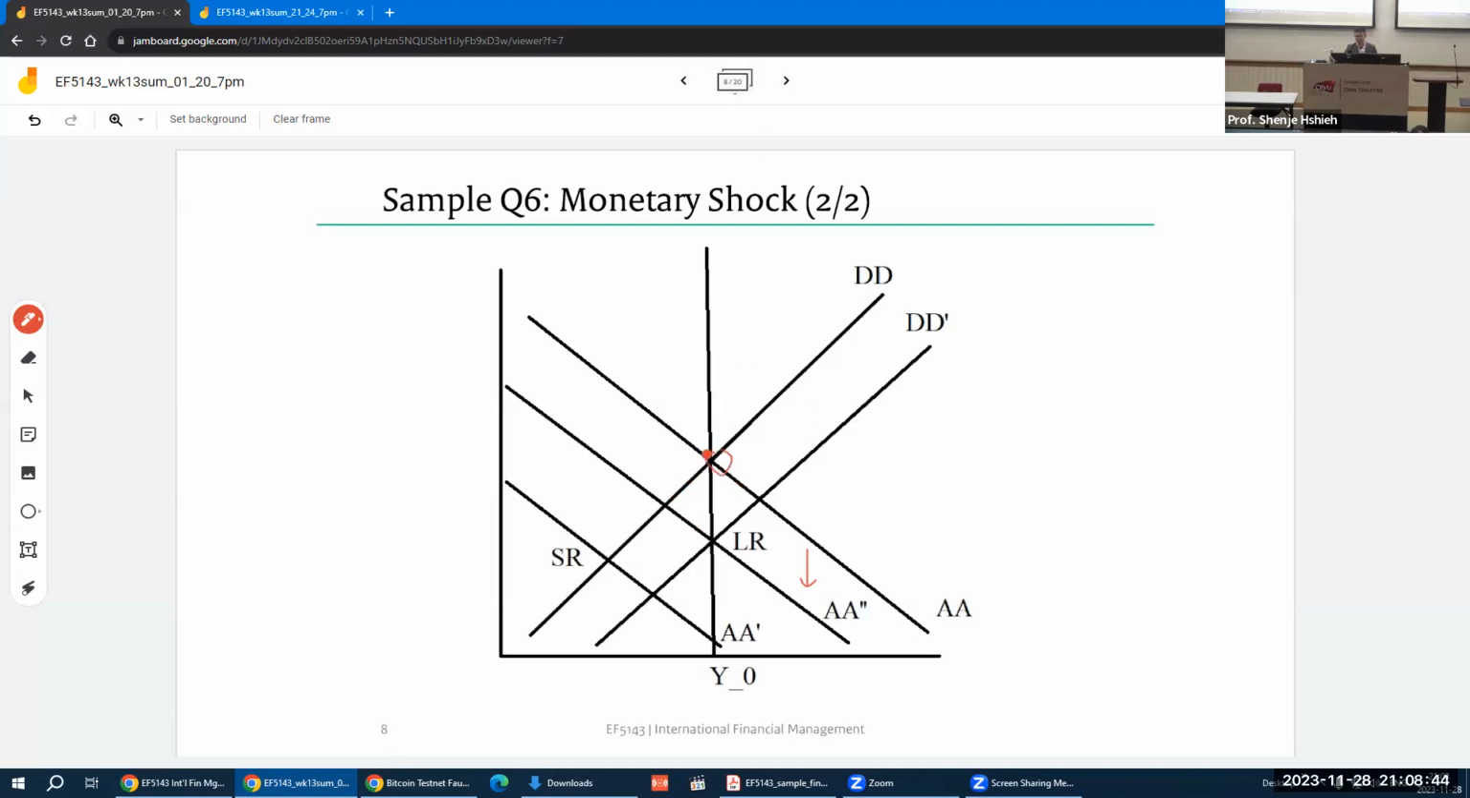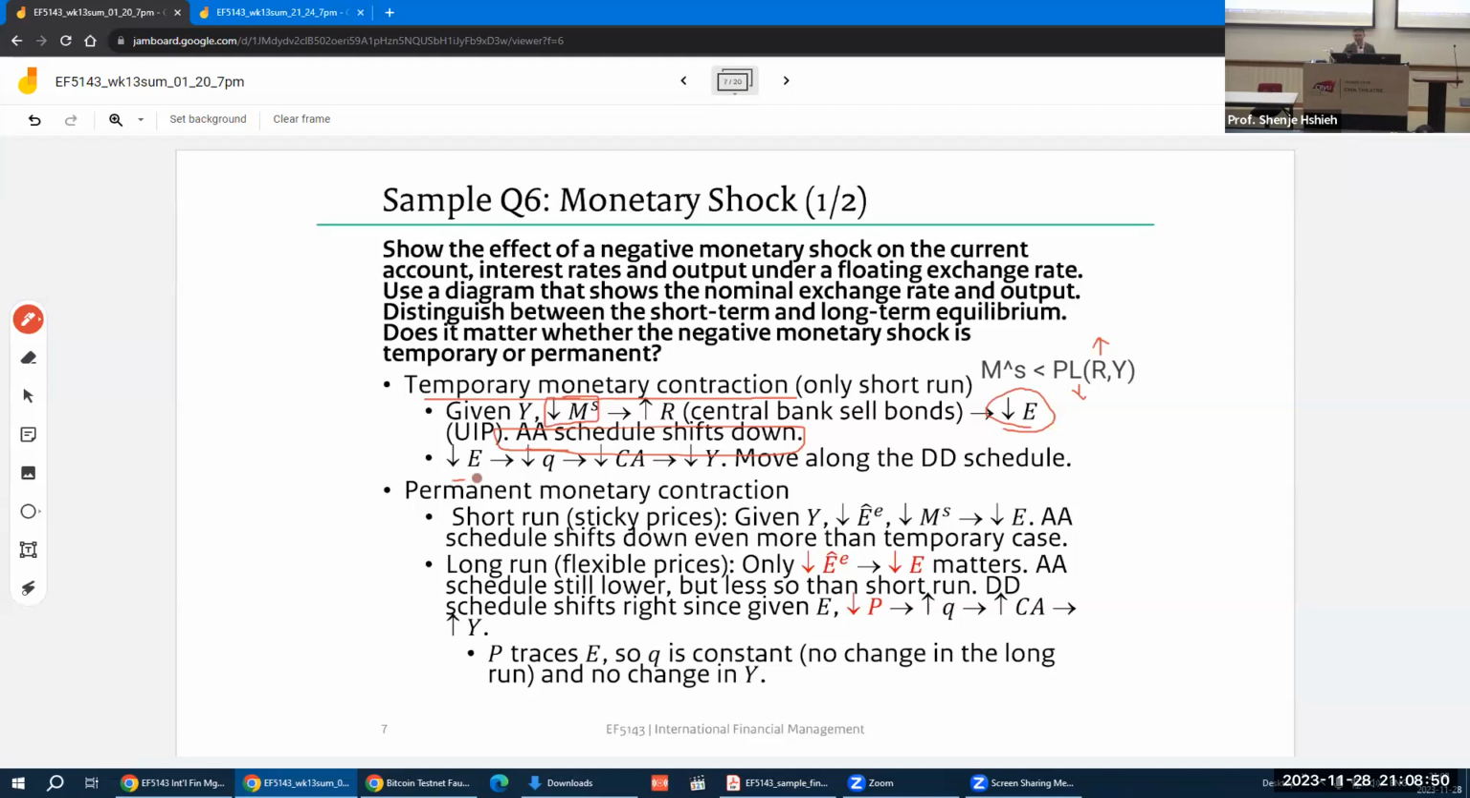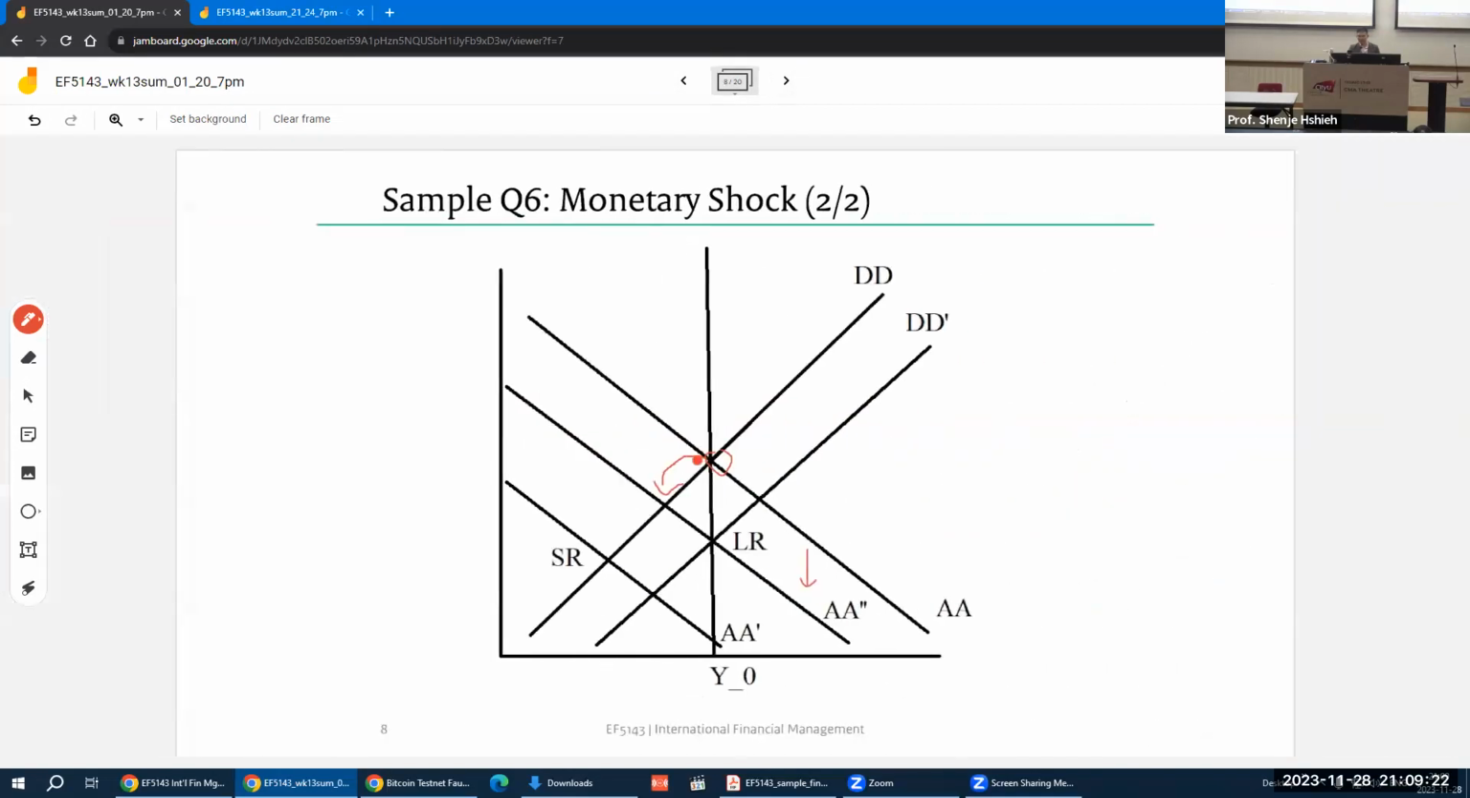So let's walk through the logic from going from here to here. The logic is the following. If you have a decrease in E in the DD schedule, that's going to be a decrease in Q, which means current account is lower, which means output is lower. And the Q is a representation of import-export competitiveness, right? And if your currency is too strong, then it's harder to compete in global international trade. And as a result, output is going to decrease. And we're moving along the DD schedule because a decrease in E means a decrease in Y, which means that we're moving this way. Decrease in Y is this way, decrease in E is this way. So that's how we arrive at this point here.